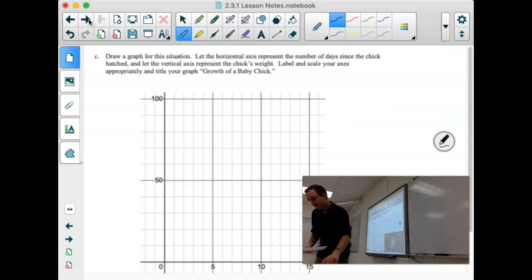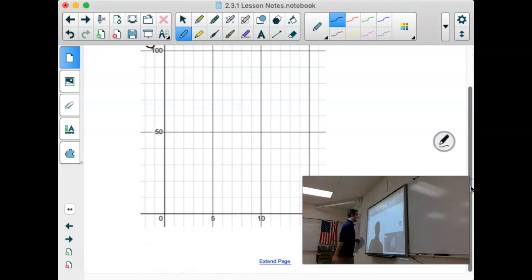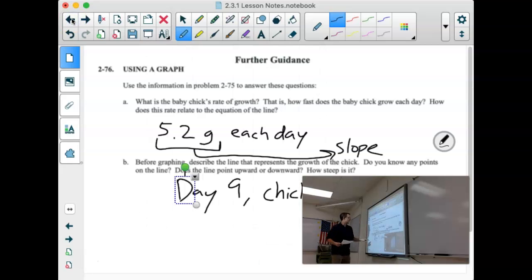So we know that if we draw a graph for this situation, we want to let the horizontal axis, or our x-axis, represent the number of days since the chick was born. We also want to let the vertical axis be the chick's weight. So on the left-hand side here, our vertical axis, our y-axis, I should say, is our grams. And our x-axis is the number of days.